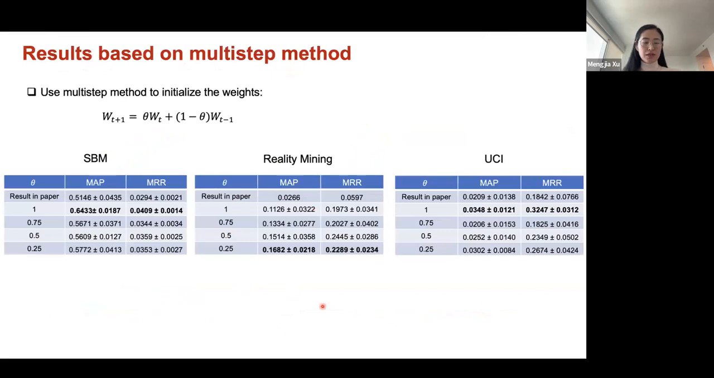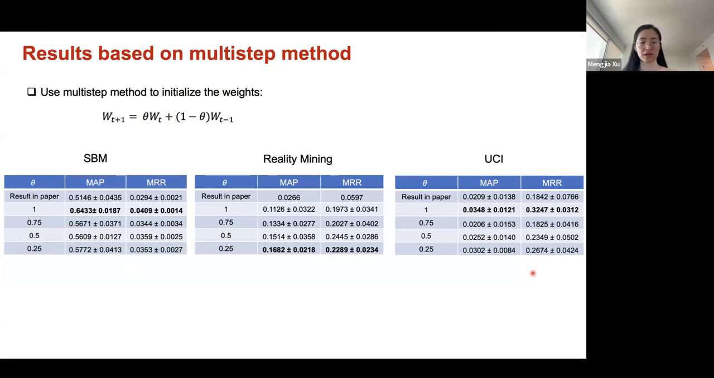In the very beginning, we just wanted to do a simple experiment using a multi-step method. This is a typical multi-step method to initialize the weights, because in the previous paper we only took advantage of the previous time step, the pre-trained parameter W_{t-1}. And here, for t+1, we want to take advantage of the previous 2 time steps, t and t-1, so we use the coefficients theta here. And this is the result.